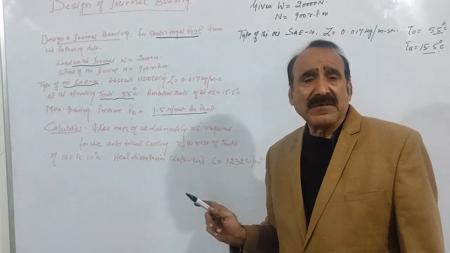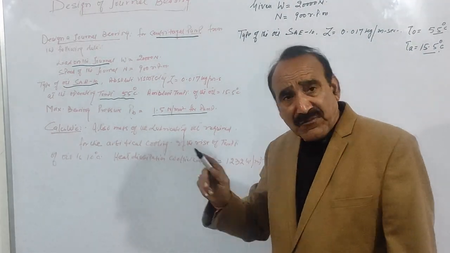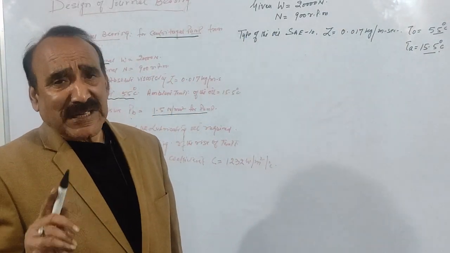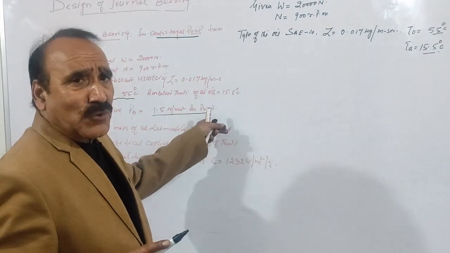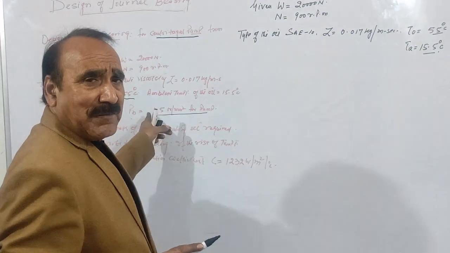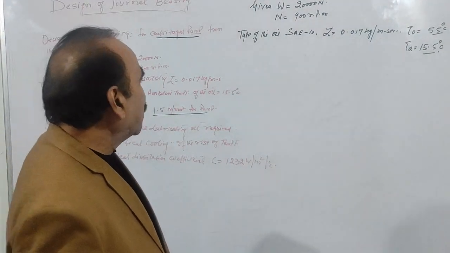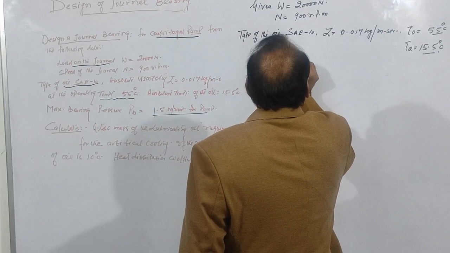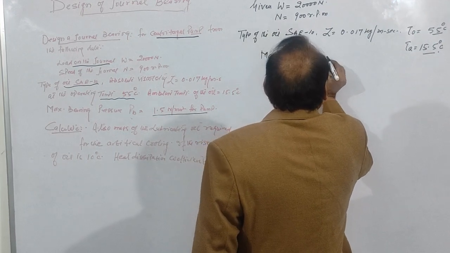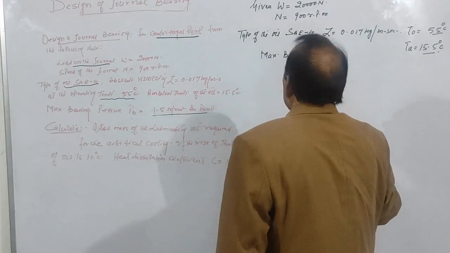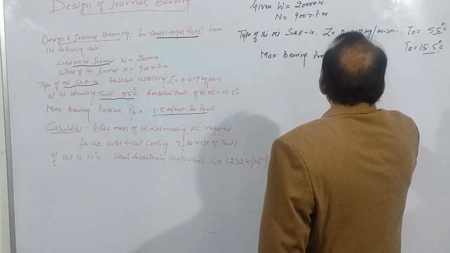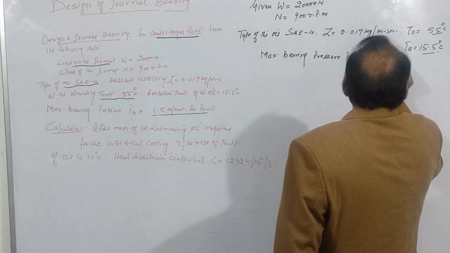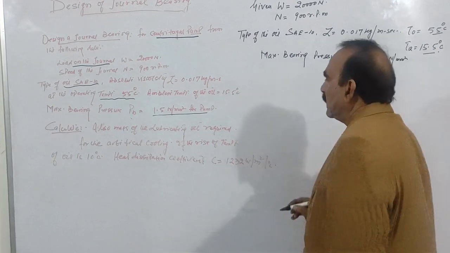If it is not given, from the table, in case of centrifugal pump, the bearing pressure is given from the table, right? So here you do not need to look at the table, because he has already given the maximum bearing pressure. How much was it? 1.5. So maximum bearing pressure, that is PV maximum. This is 1.5 Newton per mm square.